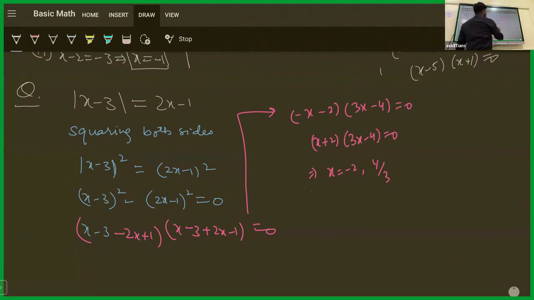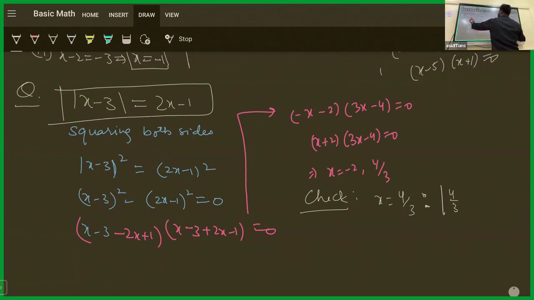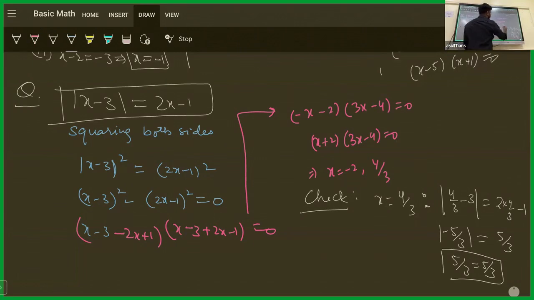Okay, let's check, we have to verify also. So for x equals first of all 4/3, okay? So we are talking about this equation, we will verify in the original one, here at the starting, right. So when you substitute the values of x here, what will we get? Modulus of 4/3 minus 3, mod is also there na, and then 2 into 4/3 minus 1 on the right hand side. So it will be minus 5/3, right? Modulus of minus 5/3, and this side 8 minus 3 is 5/3. So both are equal na, 5/3 equals 5/3. So 4/3 is satisfying the given equation, yes or no?